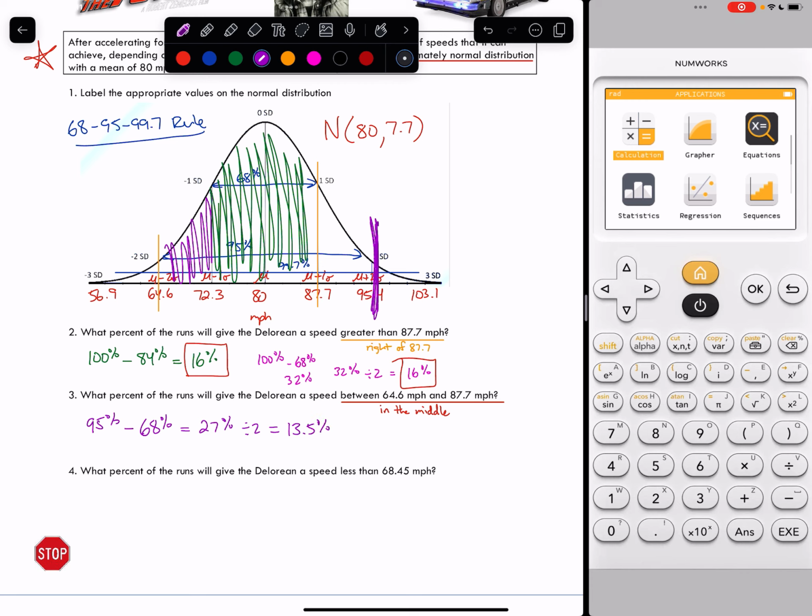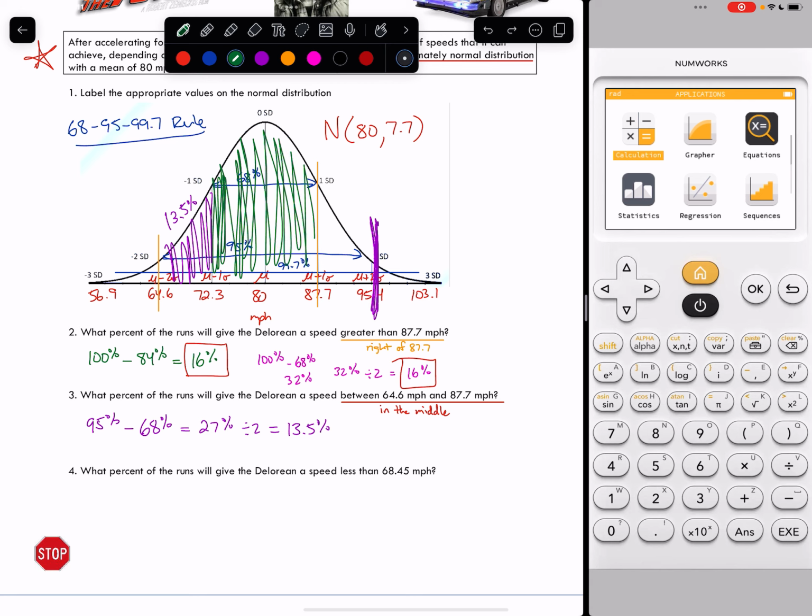So this purple section kind of off to the right, or sorry, the left, is 13.5%. So we know that first purple section is 13.5, and what do we know about this middle green section? Well, again, it's kind of hidden right now, but that middle section is that 68%, right? That whole from -1 to +1 standard deviations is 68%. So we know that we have the 13.5% plus the 68% in the middle, which gives us a total of 81.5%.